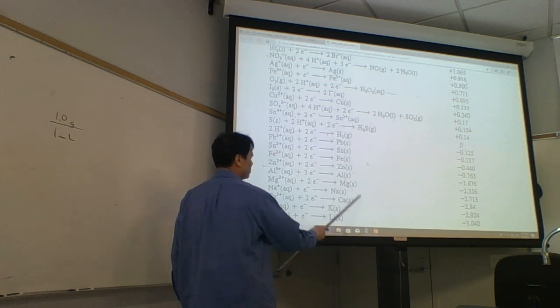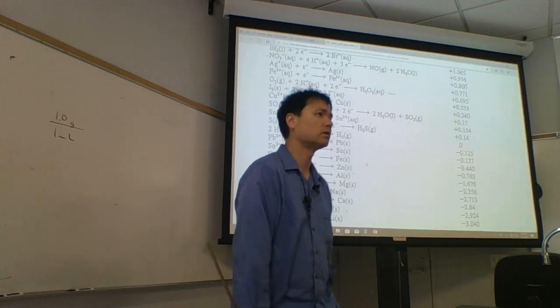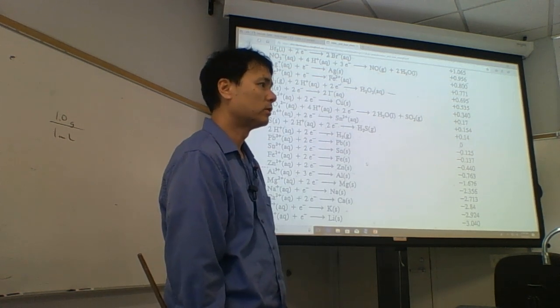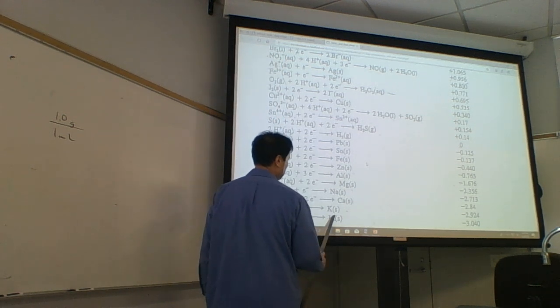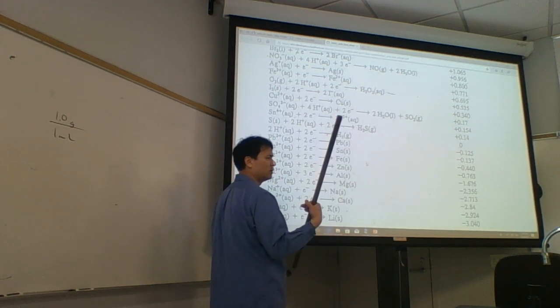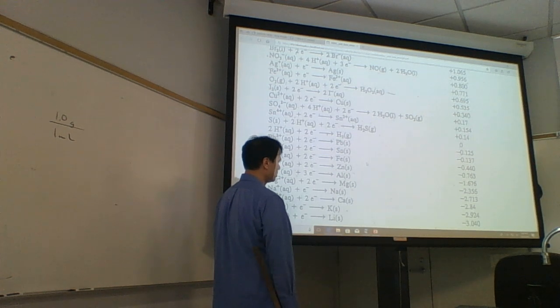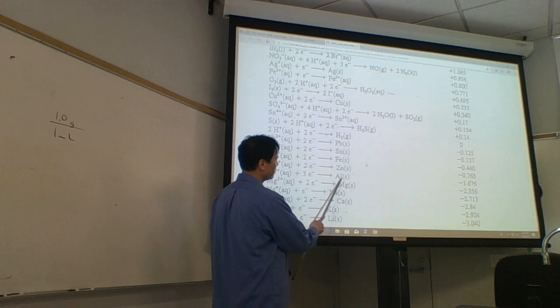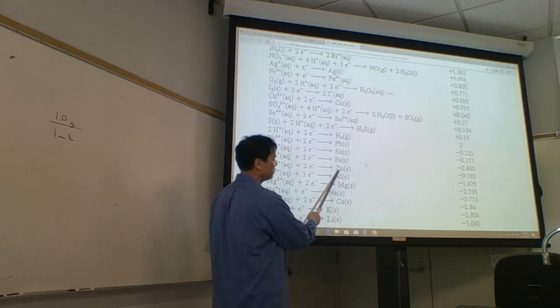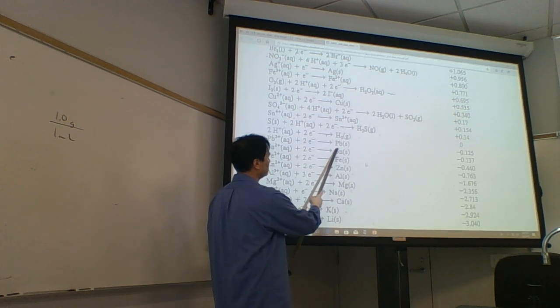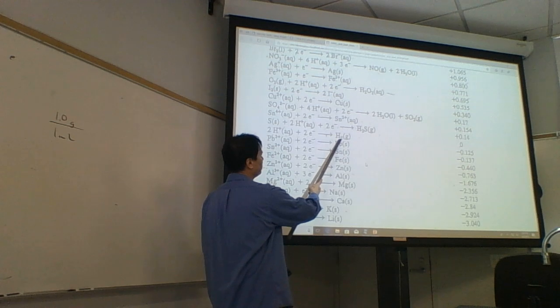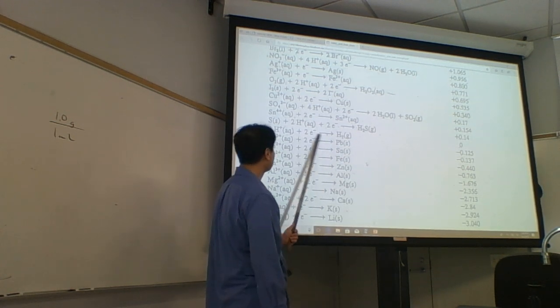Okay, what pattern do you see here for the strongest reducers? Group 1 and Group 2. Group 1 being better. And so it's the far left of the periodic table. At the far left, they want to give up the electron more easily. Then aluminum is kind of in the middle. Zinc is in the middle. It's in transition. And then iron, tin, lead. And then hydrogen can give up electrons as well.